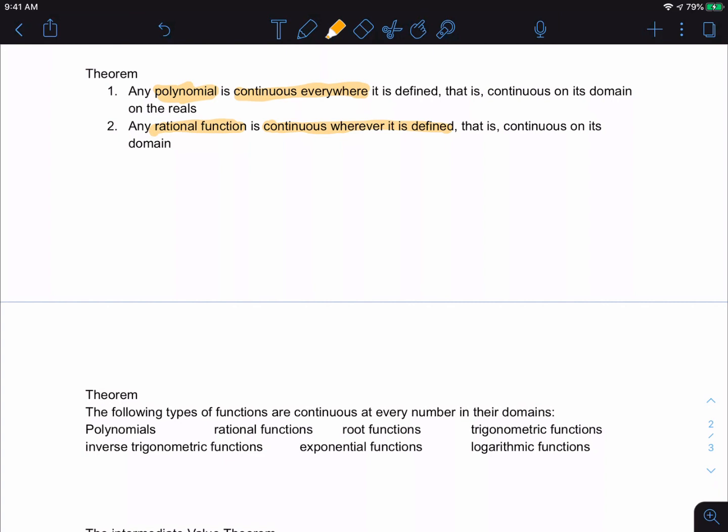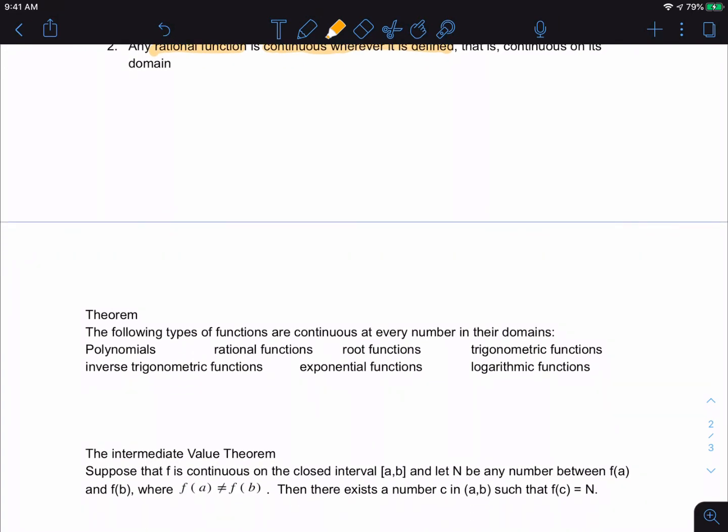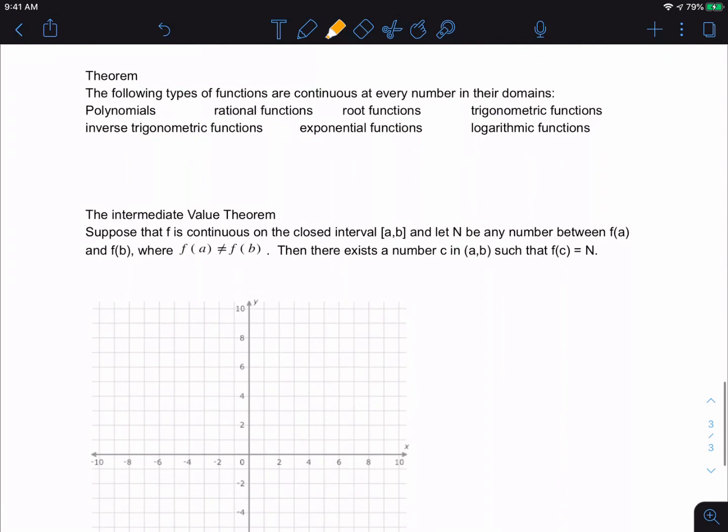All right, did you guys get to write this stuff down? Okay. Let me do one more theorem for you guys, and then we'll call it a day. So the intermediate value theorem is one you've probably heard of or seen before. It says suppose that f is continuous on the closed interval from a to b, and let n be any number between f of a and f of b, where f of a does not equal f of b. Then there exists a c in the open interval such that f of c is equal to n. Totally makes sense. Right?